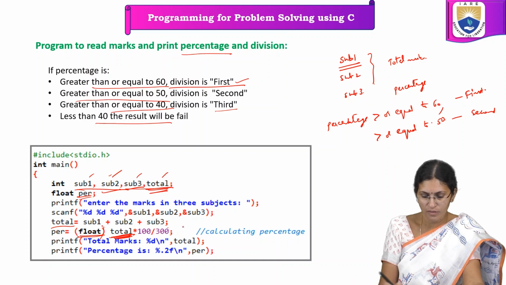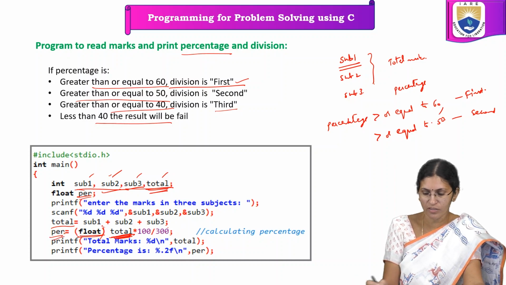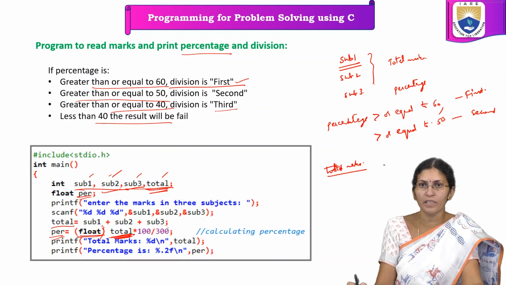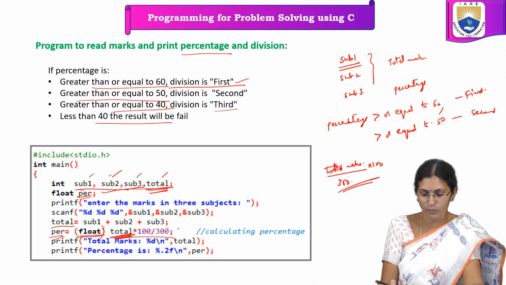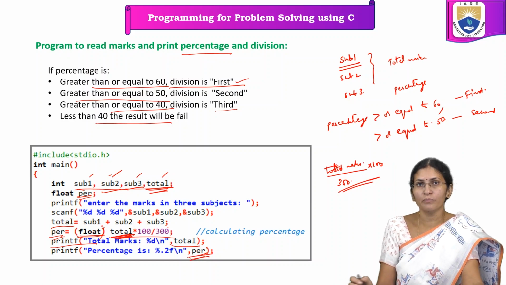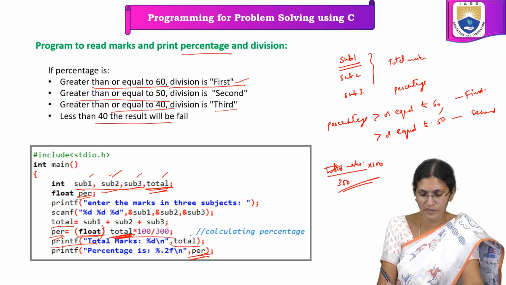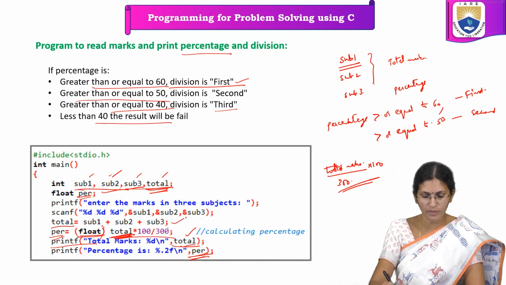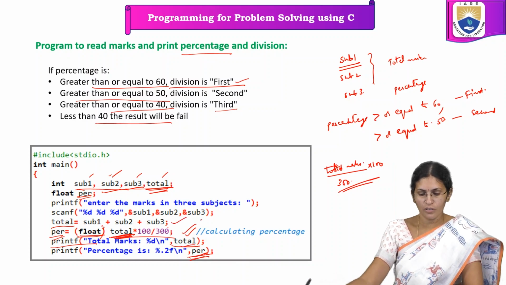And then in order to calculate the percentage, we have the total marks. Since we are obtaining marks for 3 subjects, we need to divide it by 300 and multiply by 100. We can use this formula and then print the total marks as well as the percentage. PER is the variable which stores the value of percentage, and total is the variable which stores the total marks. Total marks is calculated by this formula and percentage is calculated by this formula.